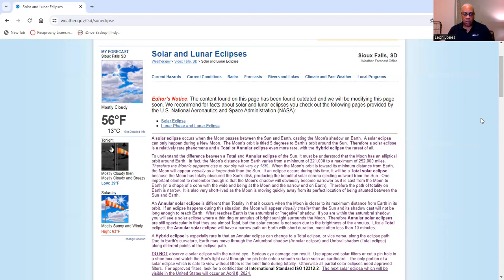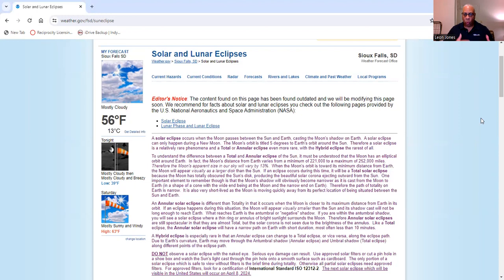Now, to understand the difference between a total and annular eclipse of the sun, it must be understood that the moon has an elliptical orbit around the Earth. In fact, the moon's distance from the Earth varies from a minimum of 221,000 to a maximum of 252,000 miles. Therefore, the moon's apparent size in our sky will vary by 13%.